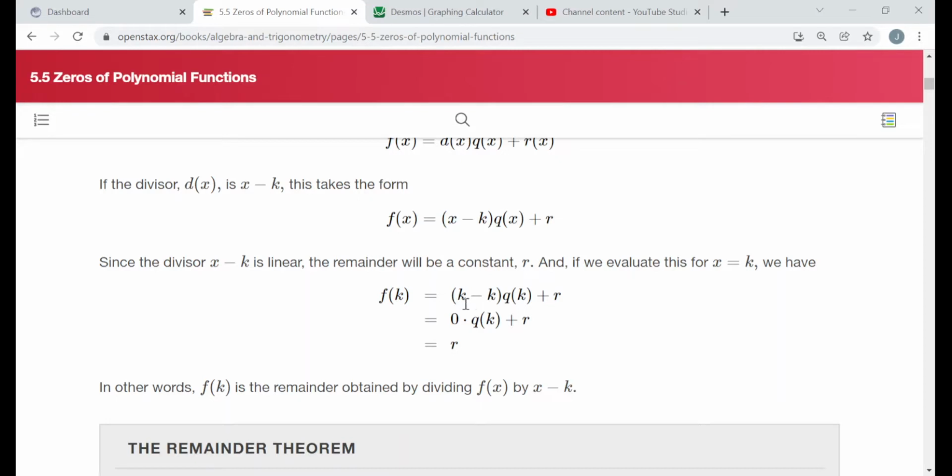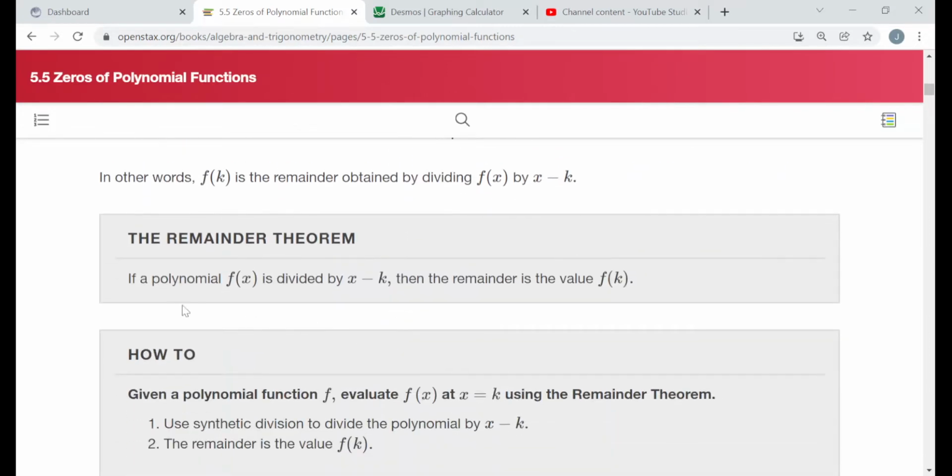If you plug in k for x, you'll get f of k equals k minus k. Well, that says 0, so that first term disappears, and then you've got plus r, so you just end up with r on the other side. And that's what the remainder theorem basically says. The remainder theorem tells you that if you divide a polynomial f of x by x minus k, the remainder, r, is just going to be the value of that polynomial at k, when x equals k. F of k is just equal to r.